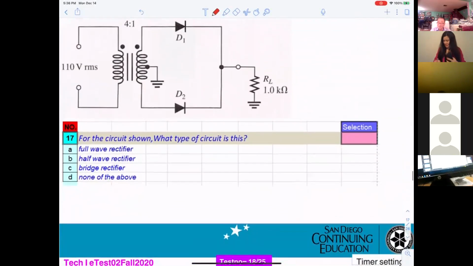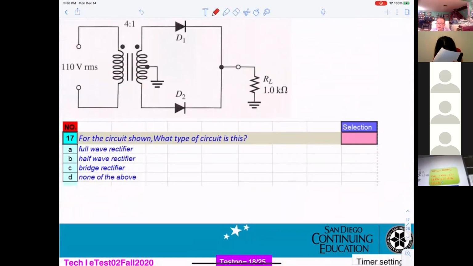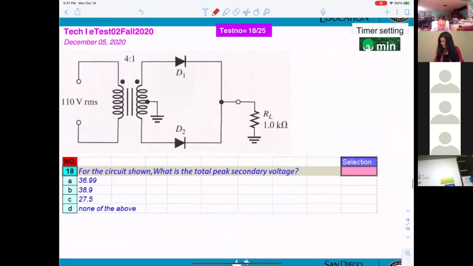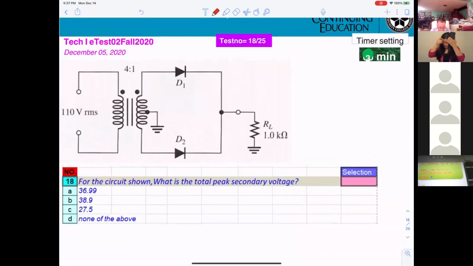Okay, this one, if you don't know, you quit. Full wave rectifier, A. 17 will be A. Full wave rectifier. Okay, now what is the total peak secondary voltage? 18 will be B, right? Yes, sir.